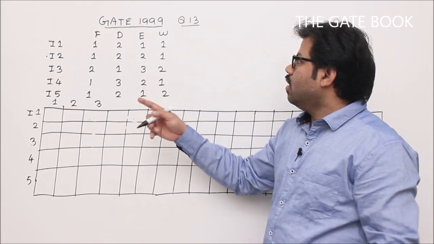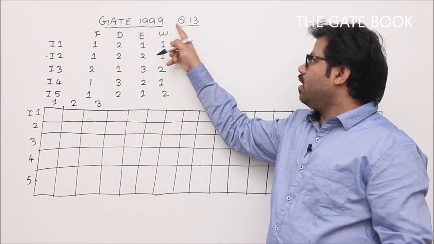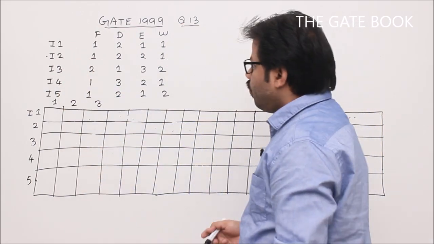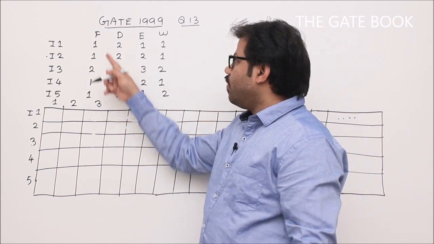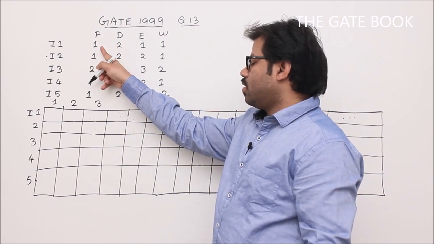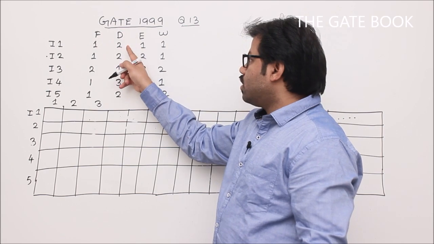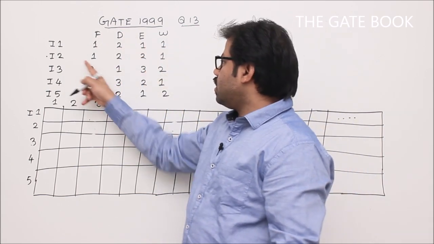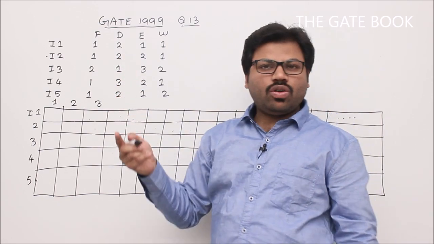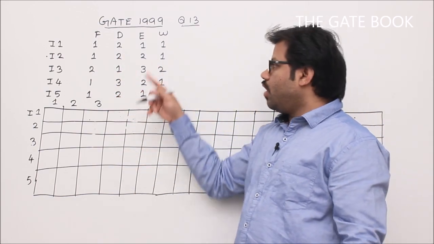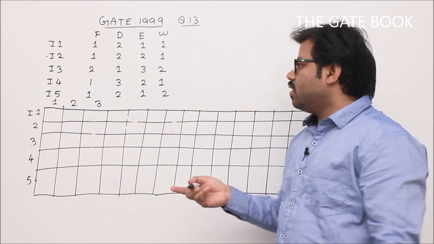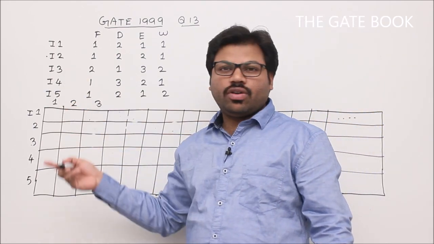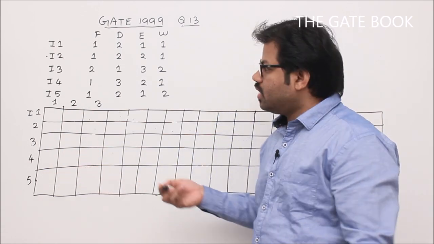See this example, which was asked in GATE 1999, question number 13. There are 5 instructions I1, I2, I3, I4, I5 and their clock cycles are given for each stage. Fetch takes 1 clock cycle, for example I1. Decode takes 2 clock cycles, execution 1, write back 1. The second instruction takes 2 clock cycles for decoding and 2 clock cycles for execution. In that way, they take a variable number of clock cycles. Then the question is, how much time will these instructions take to get executed? We will see that.